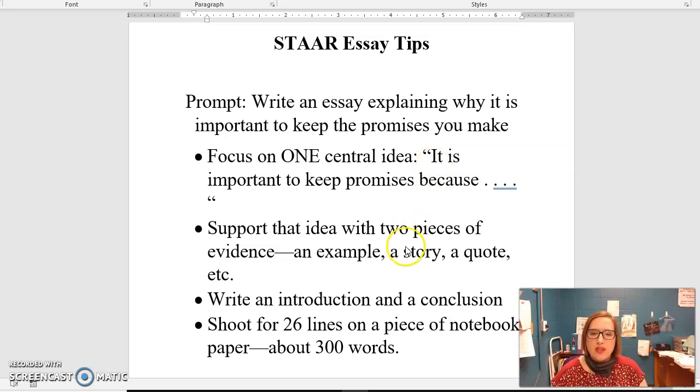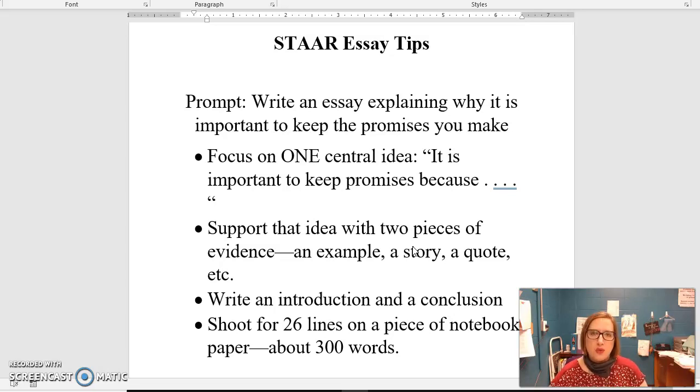Then you're going to support the idea with at least 2 pieces of evidence. So this could be an example of a time you kept a promise or a story that you have. It could be a quote. It could be explaining how people are going to trust you more if you keep promises, or what the consequences are if you don't keep promises. But you just need 2 clear pieces of evidence, and you need to develop both of those.